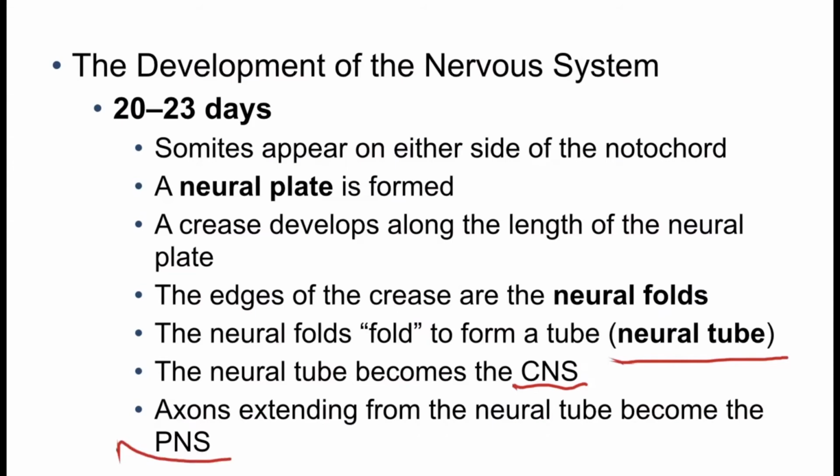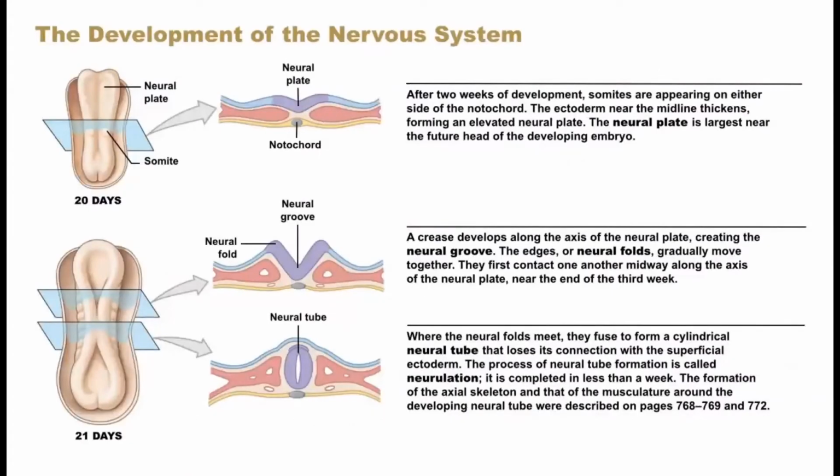Okay, so the tube starts to fold, and these neural folds form a tube. This tube forms your central nervous system. What branches out from there, your axons, is your peripheral nervous system. Here's the neural plate that starts to form and starts to come up and fold, and it folds over. This forms your neural tube. These neural folds form your central nervous system, and the axons come out from that and form your peripheral nervous system.